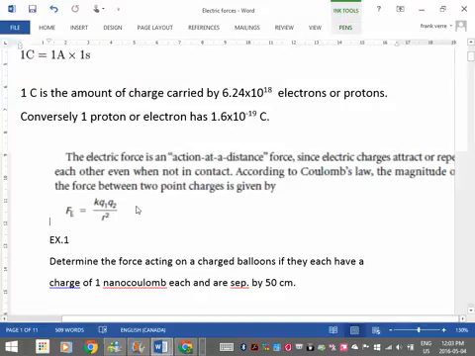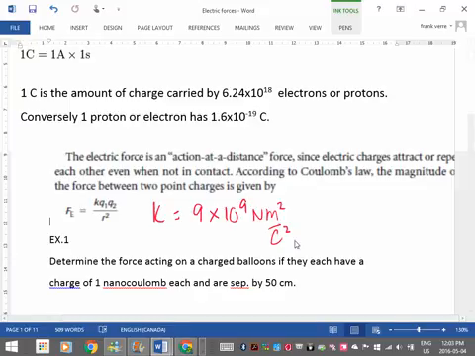So K, this constant, is actually 9 times 10 to the 9 Newton meter squared per Coulomb squared. Now remember, Coulomb is the amount of charge, okay? The amount of charge of a proton or number of protons or electrons.